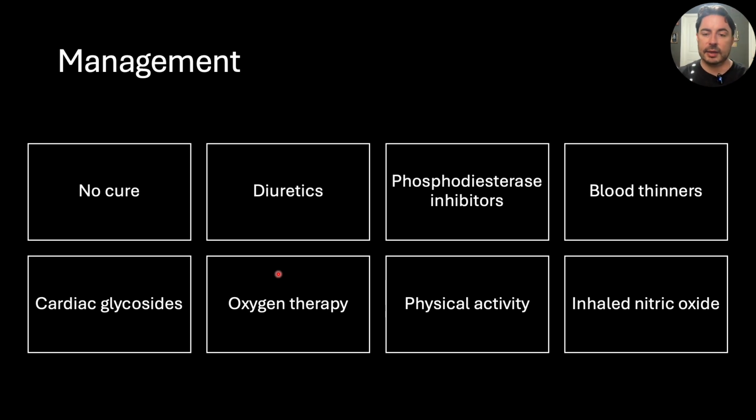You want patients on oxygen therapy, because oxygen will dilate. That will dilate the pulmonary artery. You want to see what you can do with physical activity without pushing yourself too hard. And then inhaled nitric oxide.